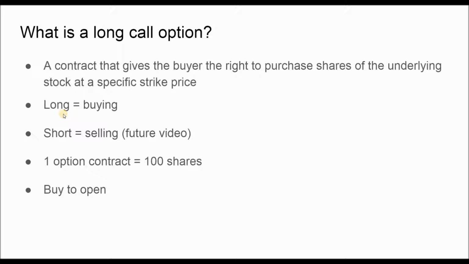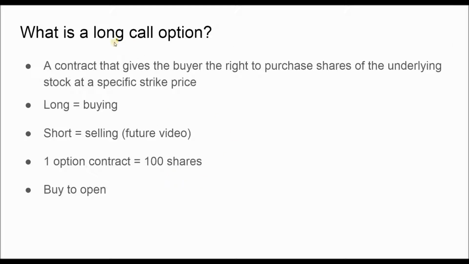And in terms of what long means here, long equals buying. And then if you ever see the word short or hear someone say short, that means they are selling. And I'll go into this in a future video. Some of the other things to just keep in mind are that one option contract equals 100 shares. So if you buy one option contract, you are basically in control of 100 shares of the stock.